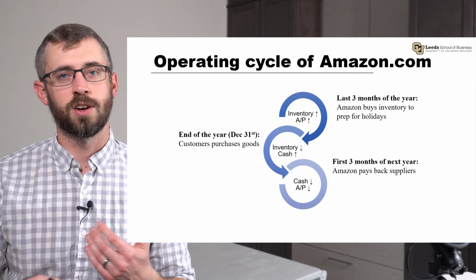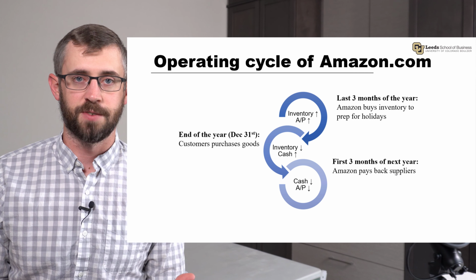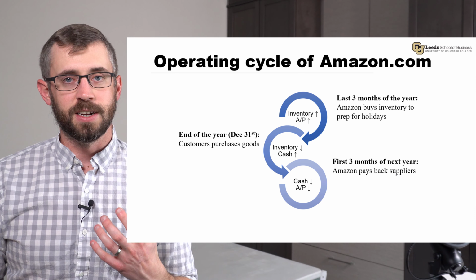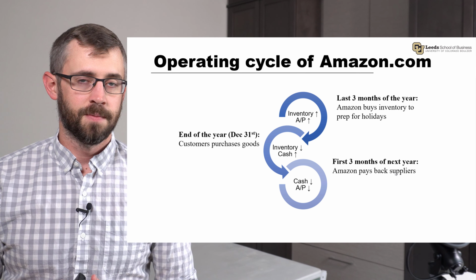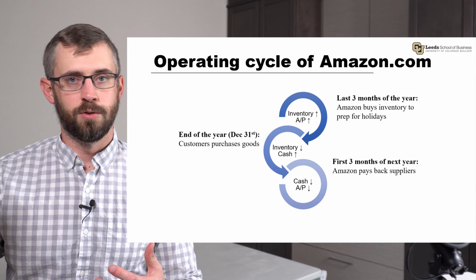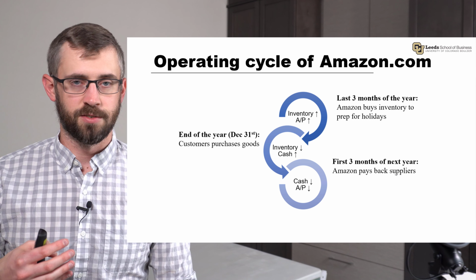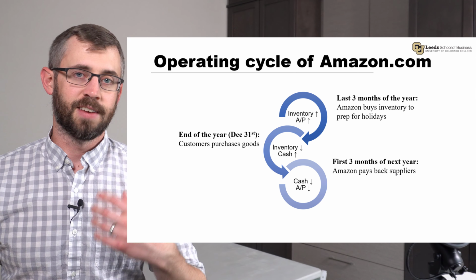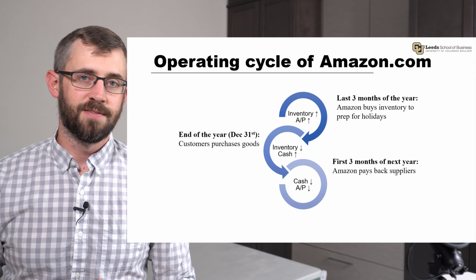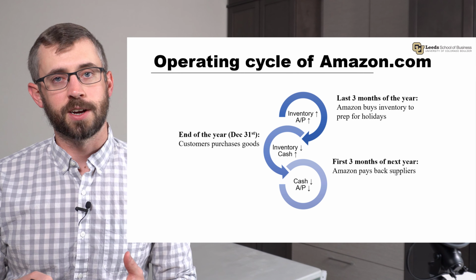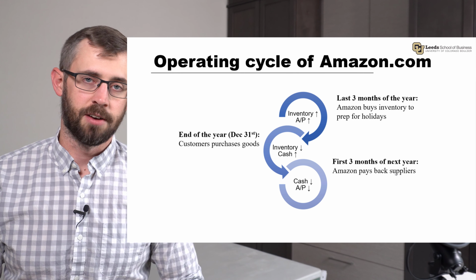And so they're going to start acquiring inventory early on to prep for this season. So they're going to buy inventory and record a large accounts payable leading into the end of the year. Now, over the course of November and December, they're going to have a whole lot of sales to customers. And so they're going to get some receivables and start collecting cash from their customers. And then after the end of the year, they're going to take that cash they got from their customers and pay off their accounts payable.